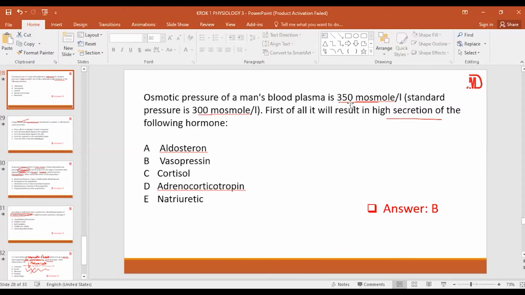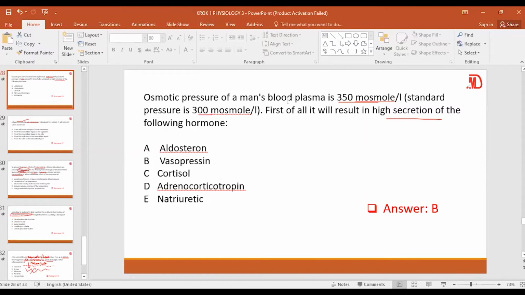They said there is osmotic pressure. What it means is that osmolarity could be high in this blood. And of course, we can continue with sodium. But the question is, first of all, it will result in higher secretion of the following hormone. Now, the normal osmotic pressure is 300. Now, we are having 350.